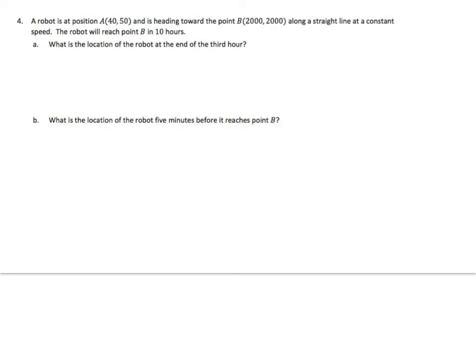Okay, I have one more example. If you're feeling pretty comfortable, though, you may try your problem set. But if you'd like one more example, let's do this. A robot is at position 40, 50 and is heading towards the point 2000, 2000. So really basic sketch, 40, 50, 2000, 2000. Heading that way. Along a straight line at a constant speed, the robot will reach point B in 10 hours. What is the location of the robot at the end of the 3rd hour?